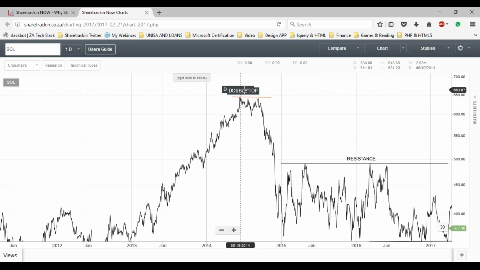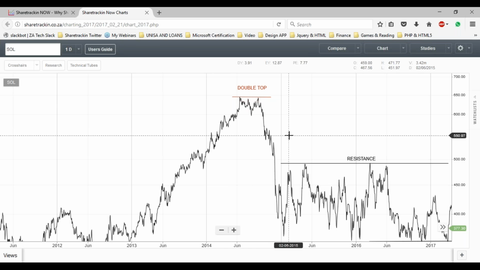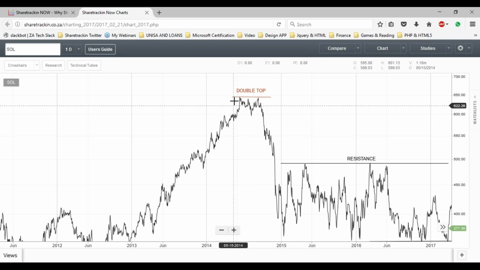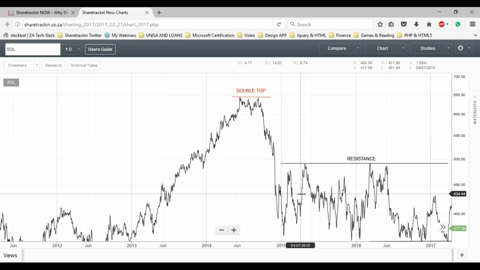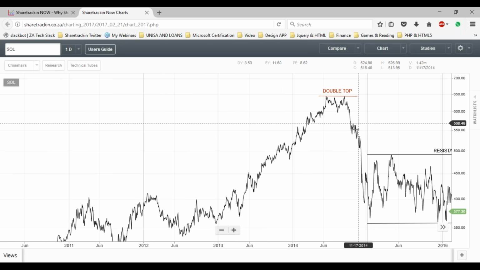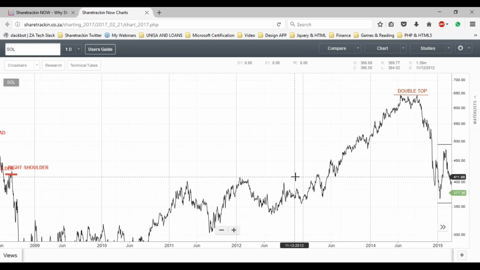Another good example of a double top, you'll see Sasol once again. If you see a double top or a triple top happening in a share, it is about to be followed by negativity in the share price. Sasol, once again, in 2014, formed a beautiful double top, and that was followed by a strong downward trend in share prices. So do watch out for those double tops and those double bottoms.